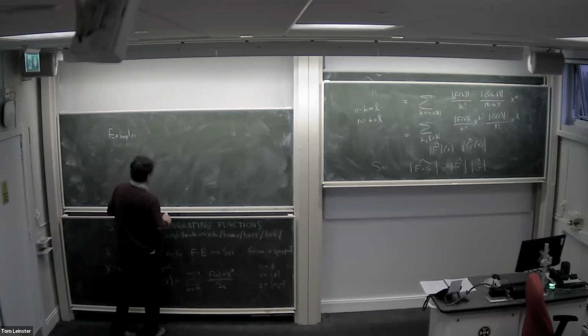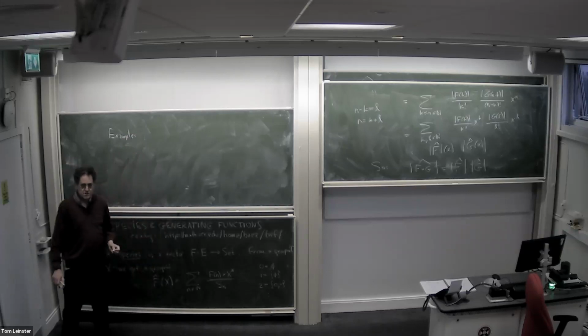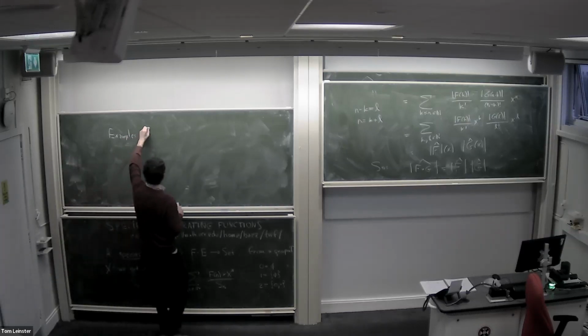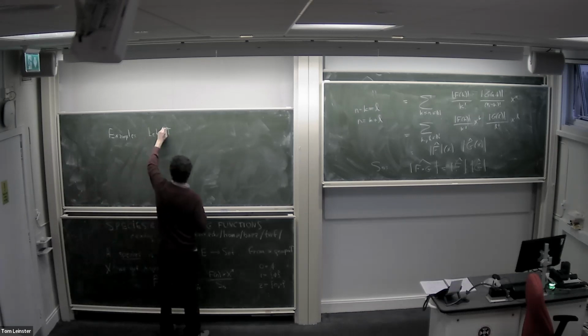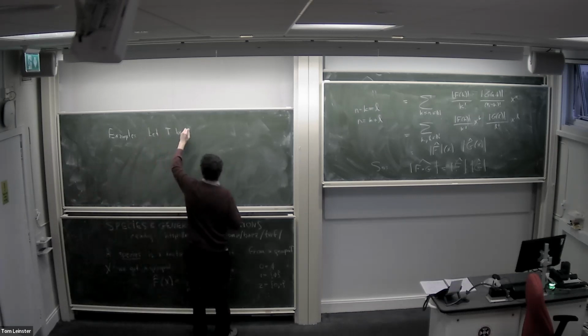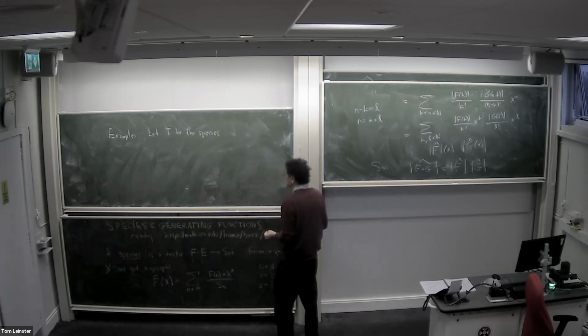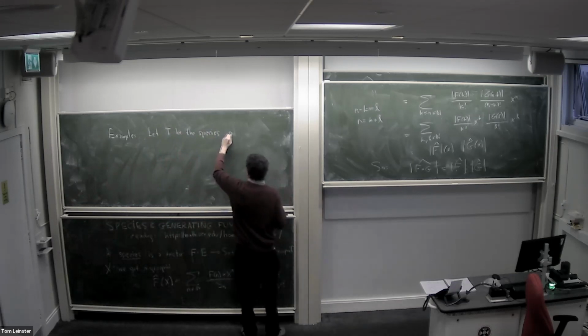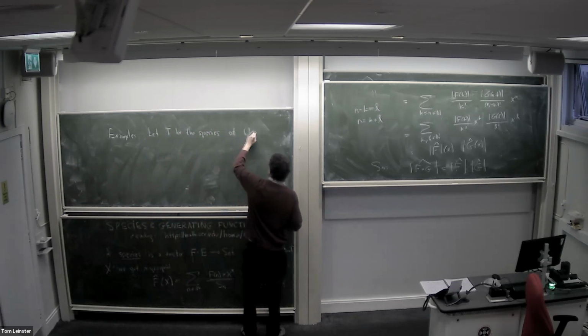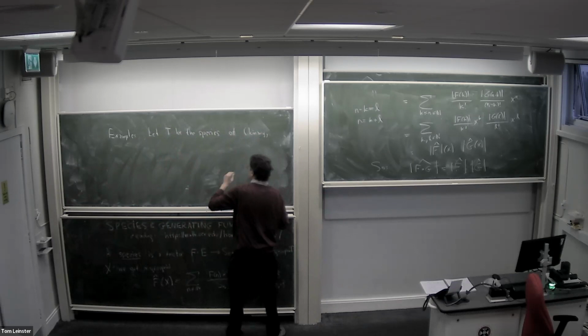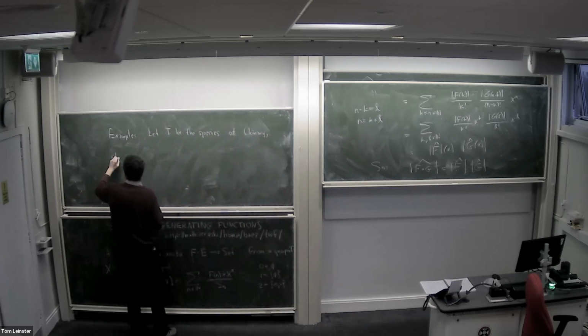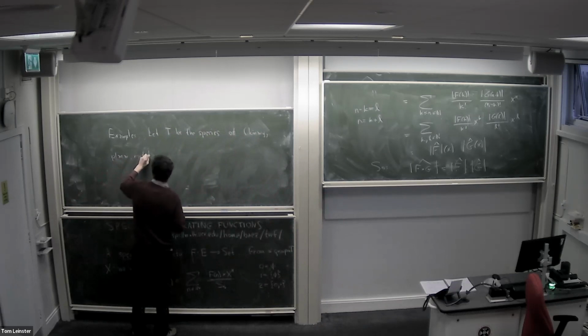So let's calculate. Let's use this to do something here. Let T be the species. I'm going to talk about finally a really interesting kind of structure that you can put on finite sets. I'll call it the species of trees, but there are lots of kinds of trees. So these are actually going to be binary, planar, rooted trees, but I'll just say trees.